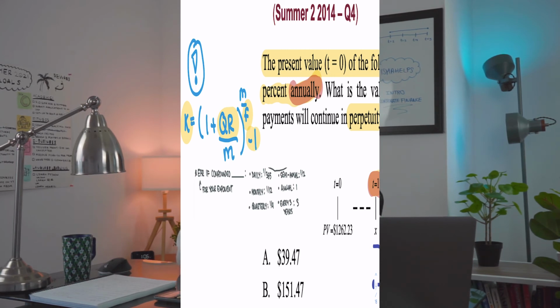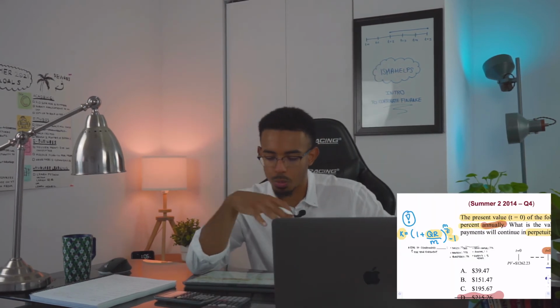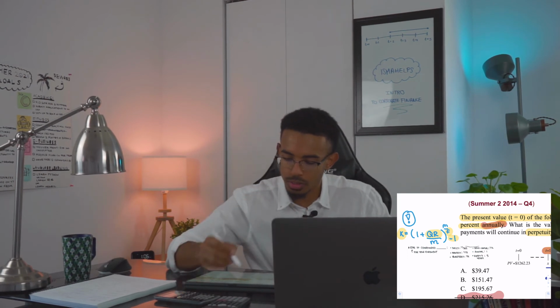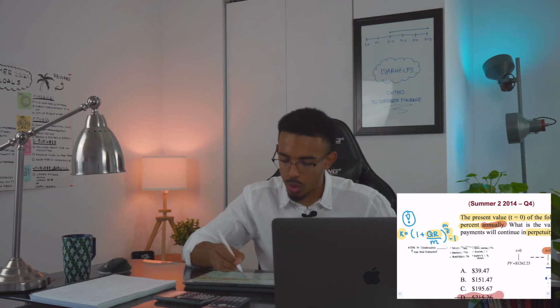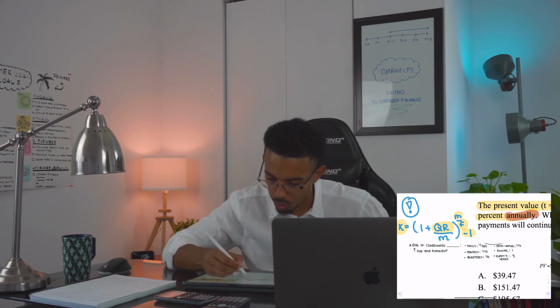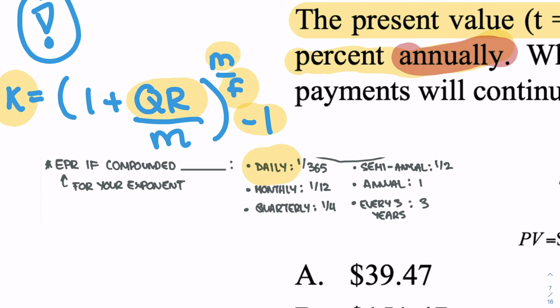Now this idea of frequency is super interesting, okay? Of course, m being the year, if we're dealing with a daily consideration, then in our m over f section we're going to have 1 over 365 if we're looking at compounded daily. If we're looking monthly, then we have 1 over 12, because we have 1 year and the frequency of compounding is 12. So we're going to have 1 over 12 for our m over f.